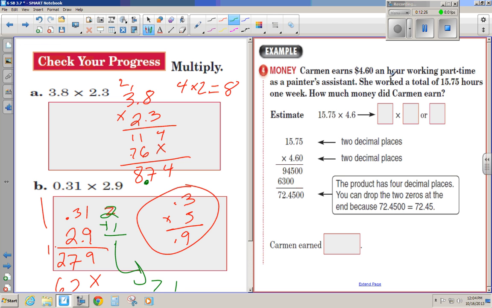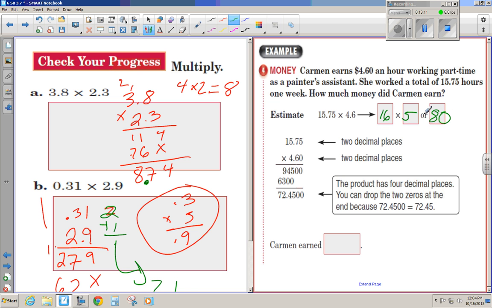Carmen earns $4.60 an hour working part-time as a painter's assistant. She worked a total of 15.75 hours 1 week. How much money did Carmen earn? Well, this is the number of hours you worked times the price you get paid. So that's basically 16 times 5, I guess, would be a good estimate. So 16 times 5. Well, 16 times 3 is 48. This ends up being, it should be close to an answer of 80.